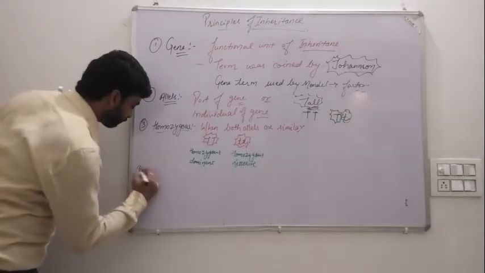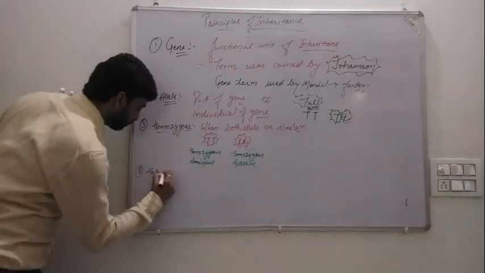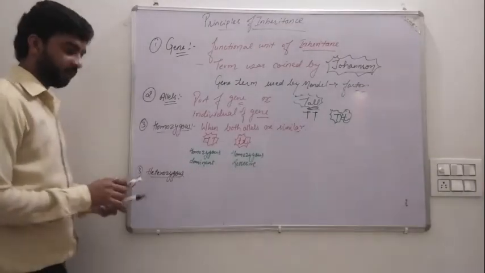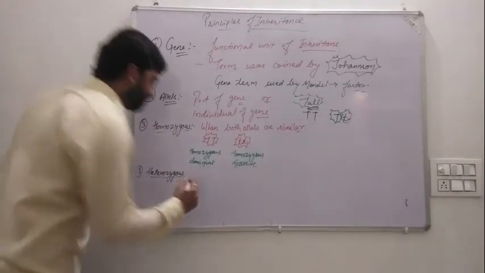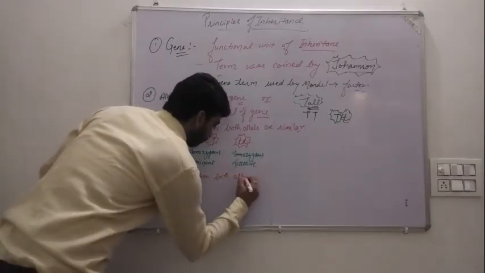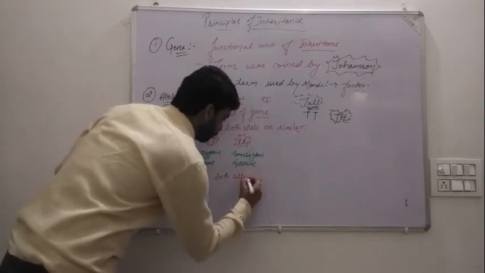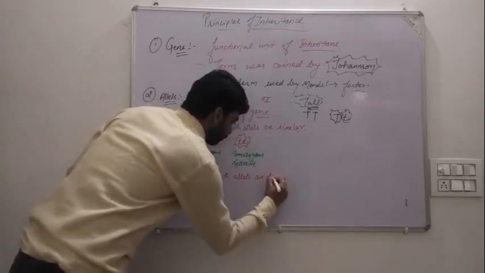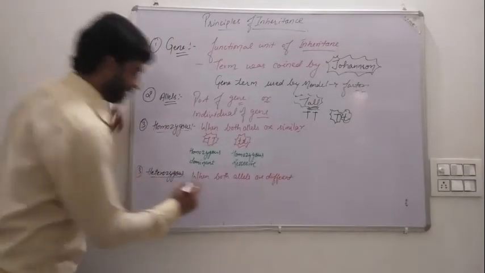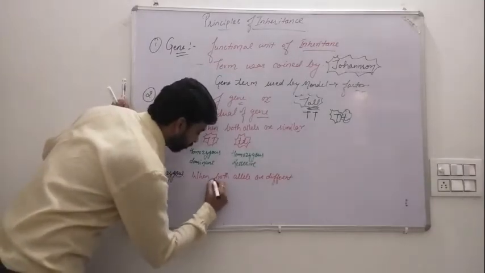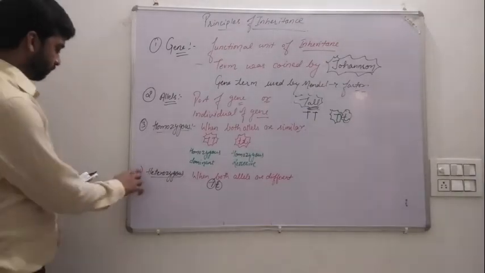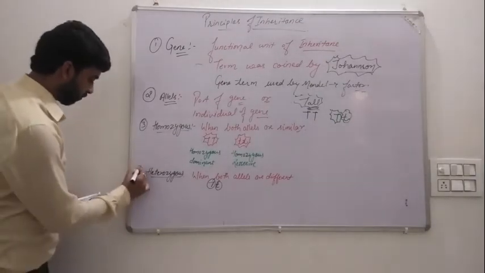Next term is heterozygous, when both alleles are different. That is capital T and small t. Here both alleles are different, so that's called heterozygous condition. Marked as a 4.